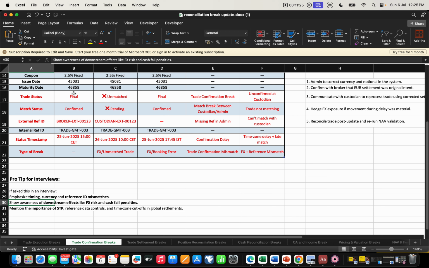Show awareness of downstream effects like FX risks and cash fail penalties also. Sometimes, if the trade is not confirmed today and goes to tomorrow, there will be a cash penalty to us, the fund admin, because they did not book correctly. And mention the importance of SFTP, reference data control and time zones as well.